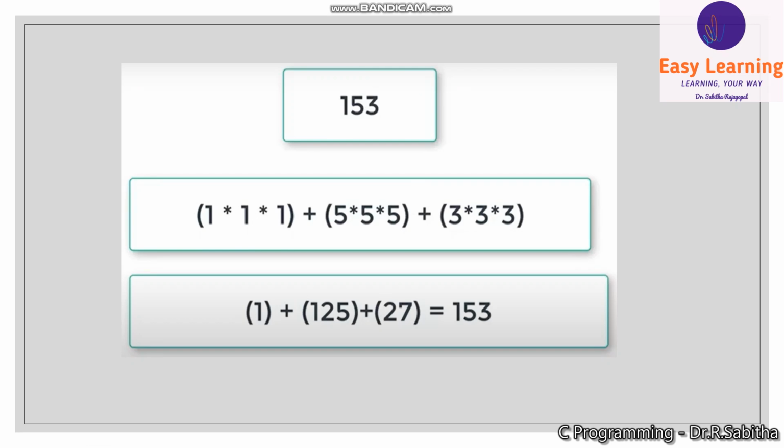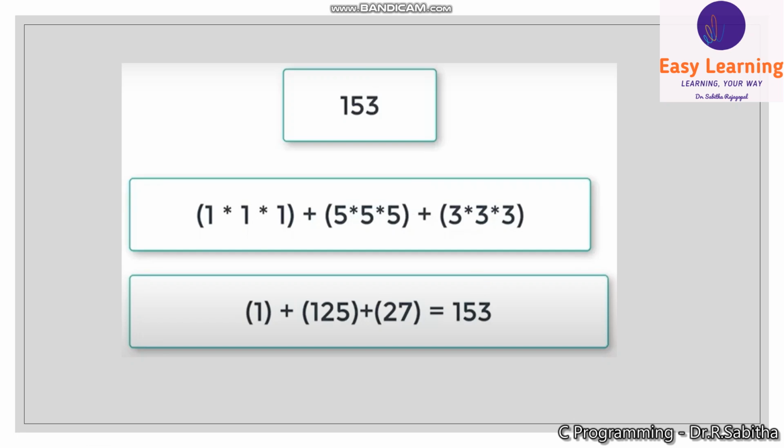So let us see how. This is how. I have taken 153. I have extracted 1, 5 and 3, found the cube and then I am adding everything to find the resultant sum. Now the next step, after finding the resultant sum, is to compare this resultant sum with the input. If both are equal, we are going to say it is an Armstrong number. If they are not equal, it is said to be a non-Armstrong number.